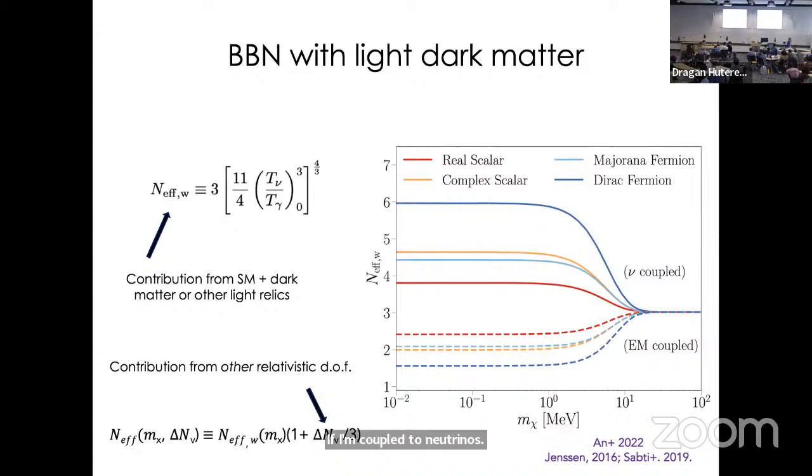Those are weird guys. They're, you know, almost a hidden sector, right? They're really, really hard to measure. All sorts of stuff could be happening in there. You can have dark matter coupled to neutrinos and boost their temperature. And that's how you increase the effective number of degrees of freedom.